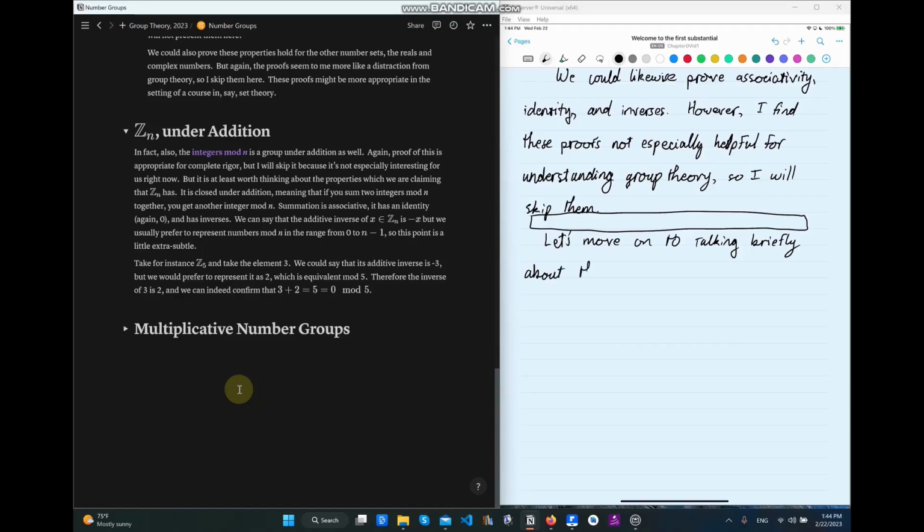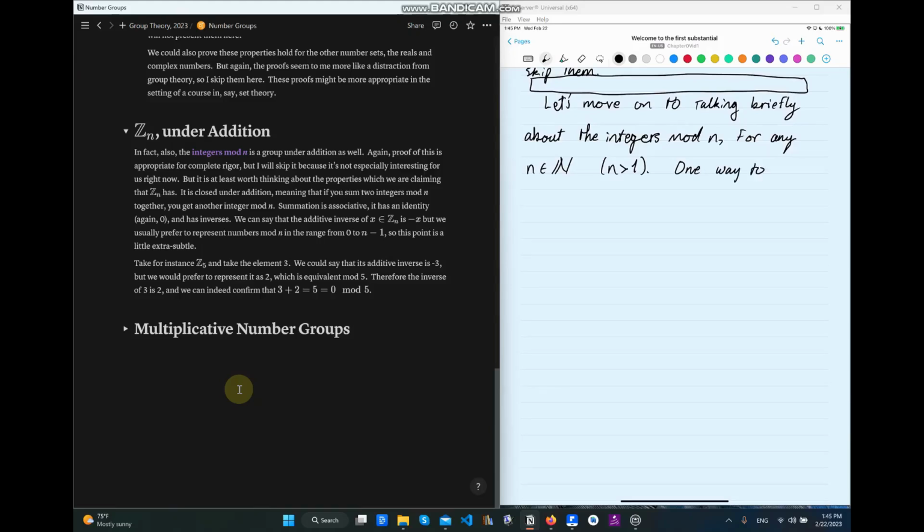Let's move on to talking briefly about the integers mod n for any natural number n which is strictly greater than 1. Just for demonstration purposes, let's take n equal to 5. One way to think about this is to define x mod 5 for any integer x to be the remainder after dividing x by 5.